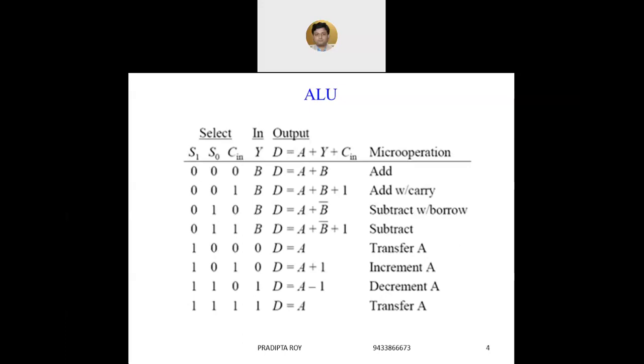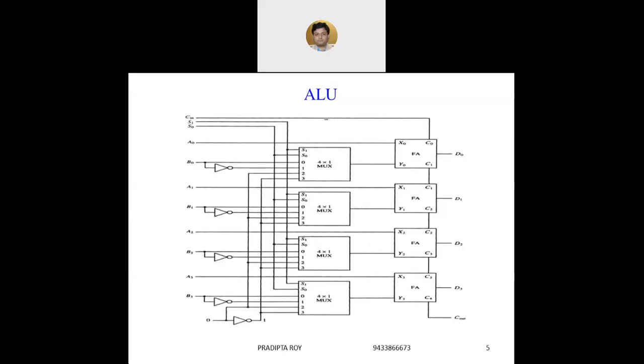We can perform normal addition. We can perform addition with carry. We can perform subtraction with borrow, which is commonly known as one's complement addition. We can perform normal subtraction, which is commonly done with the help of two's complement addition. We can transfer one value from one place to another. We can increment any register content. We can decrement any register content.